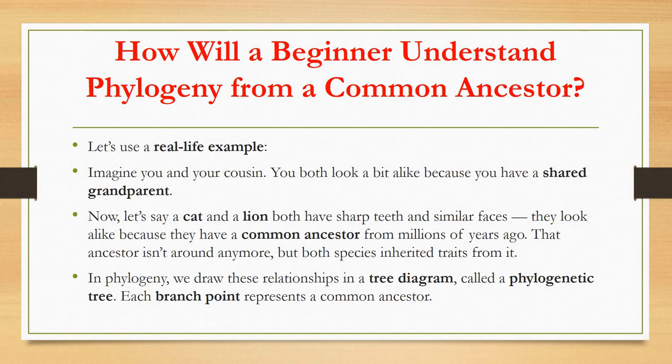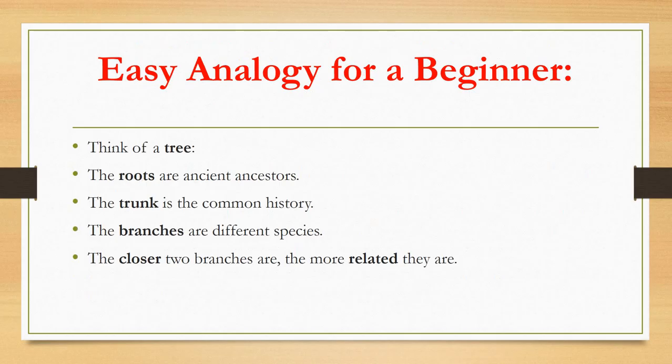In phylogeny, we draw this relationship in a tree diagram called a phylogenetic tree. Each branch point represents a common ancestor. Easy analogy for a beginner. Think of a tree. The roots are ancient ancestors. The trunk is the common history. The branches are different species. The closer two branches are, the more related they are.